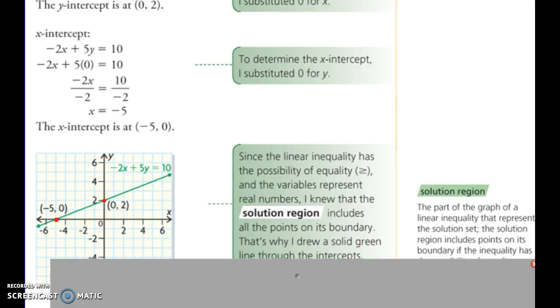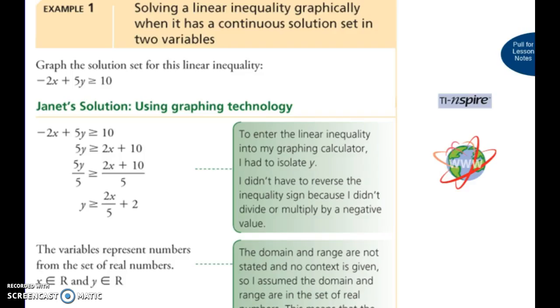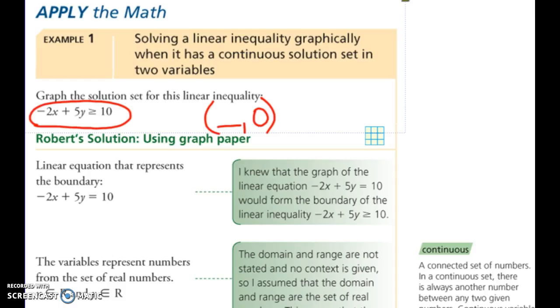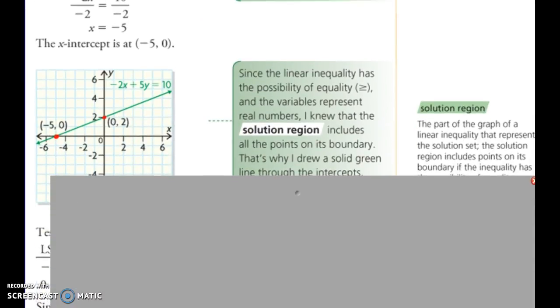So if we remember, our equation was a greater than or equal to sign. So if it's greater than or equal to, you must use a solid line to draw your picture. So this becomes a solid line because it's greater than or equal to.